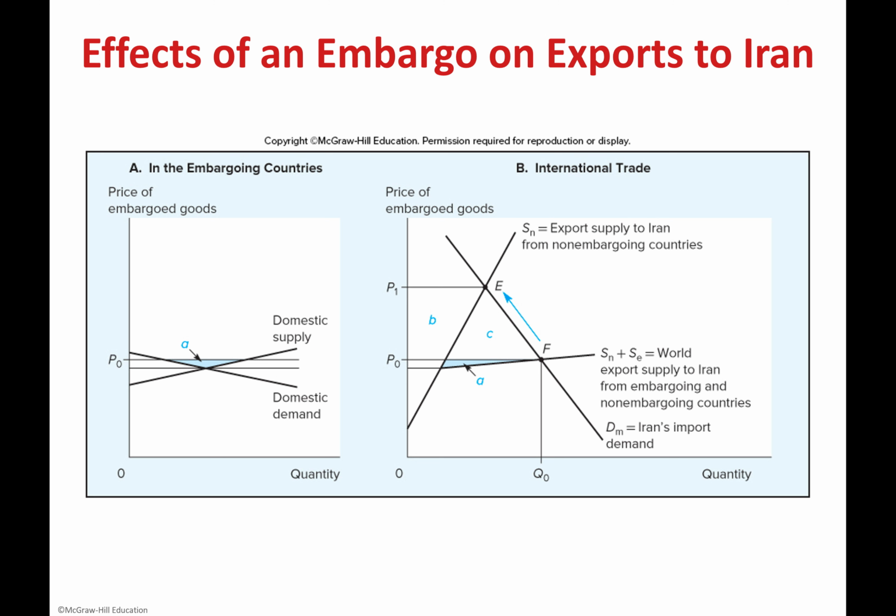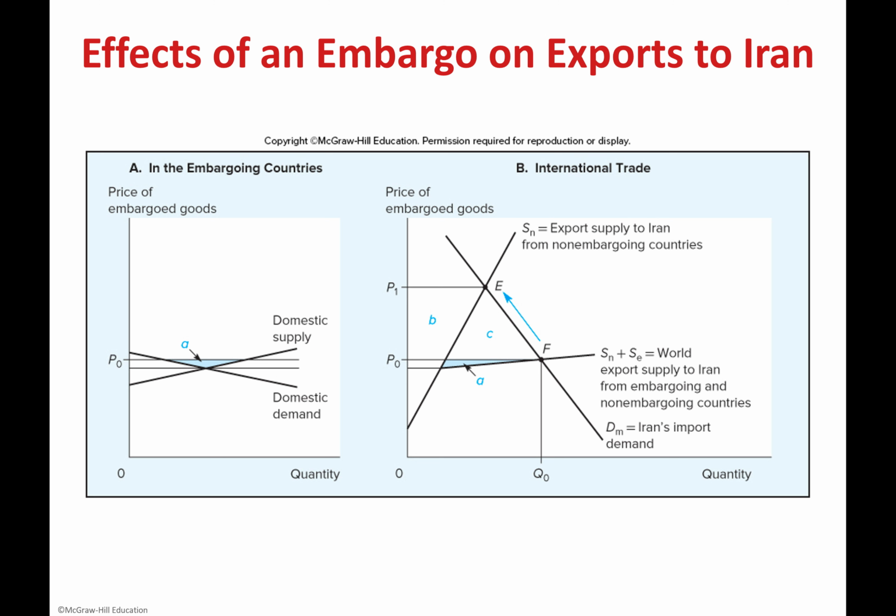So now the embargo goes into place. Well, what actually happens? Well, now we have to take out the embargoing supply because none of that embargoing supply, officially anyway, can get through. So that kind of sets the supply curve to SN, which is the export supply to Iran from non-embargoing countries. What's the effect of that? Well, the blue arrow gives it all away. We move from point F to point E.